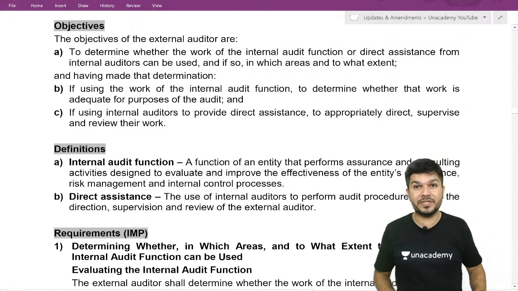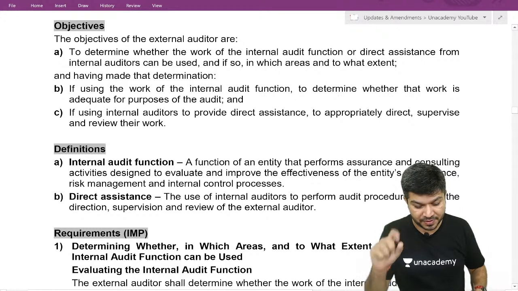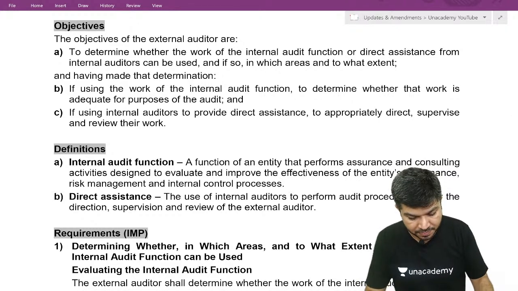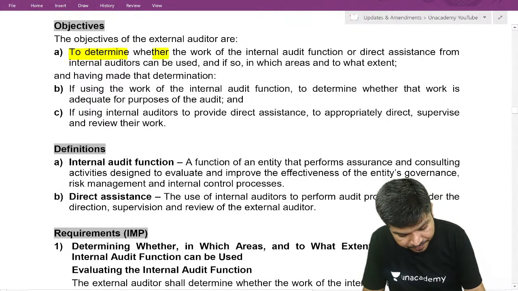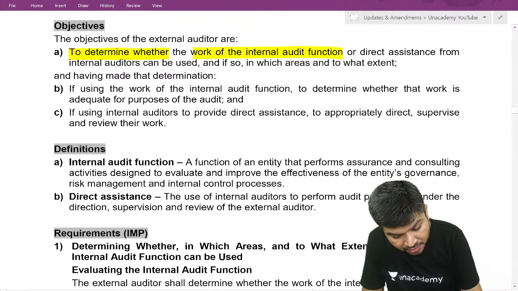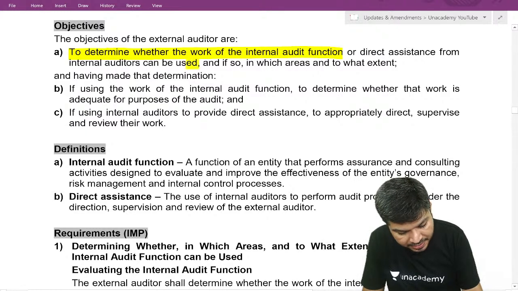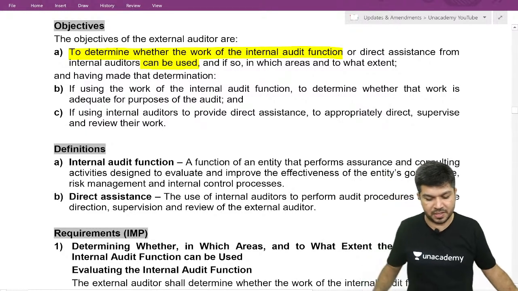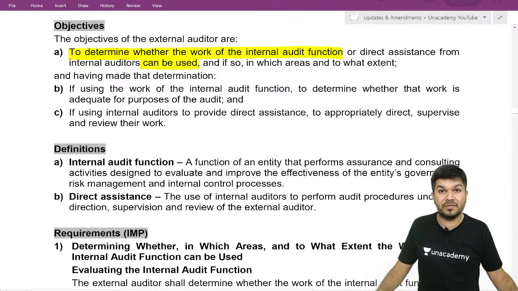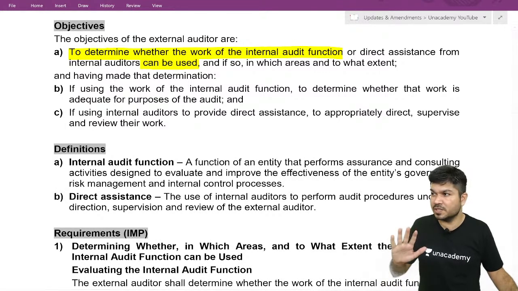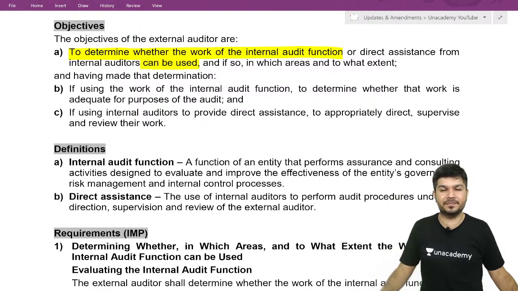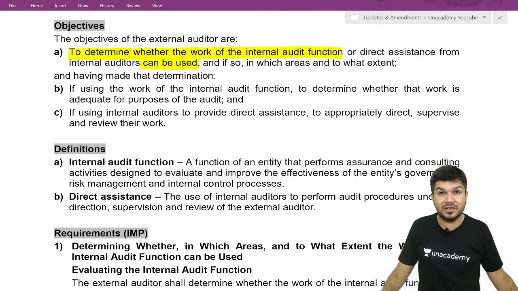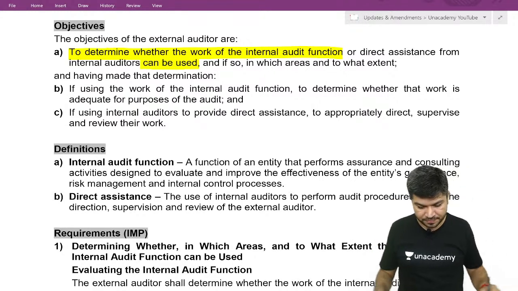Okay, now check the objectives. Check the objectives first. Number one, to determine whether the work of the internal audit function can be used. Now they have checked 10 areas. Can I use any of their work? Whether the work of the internal audit function can be used.